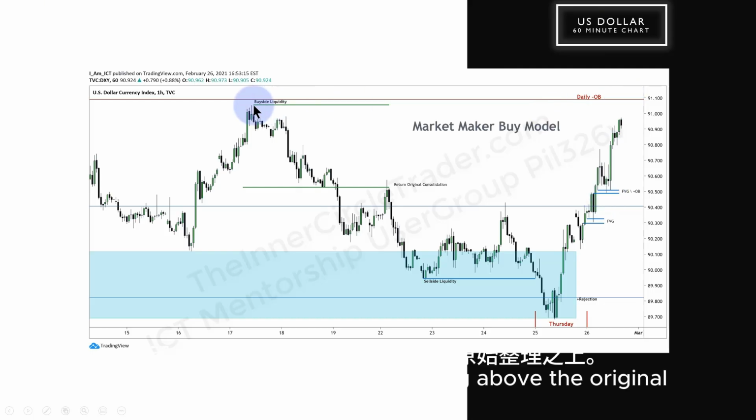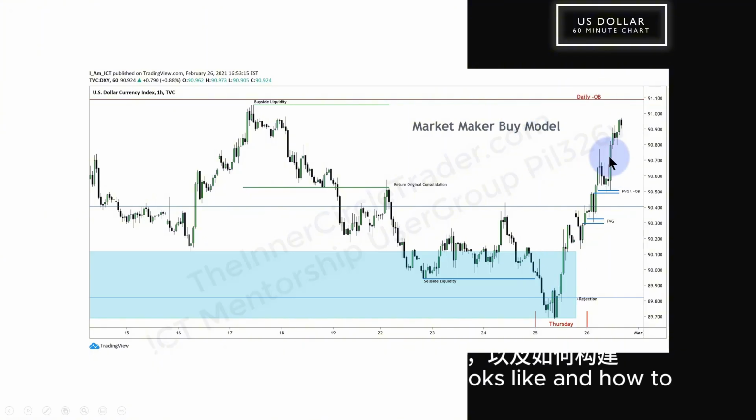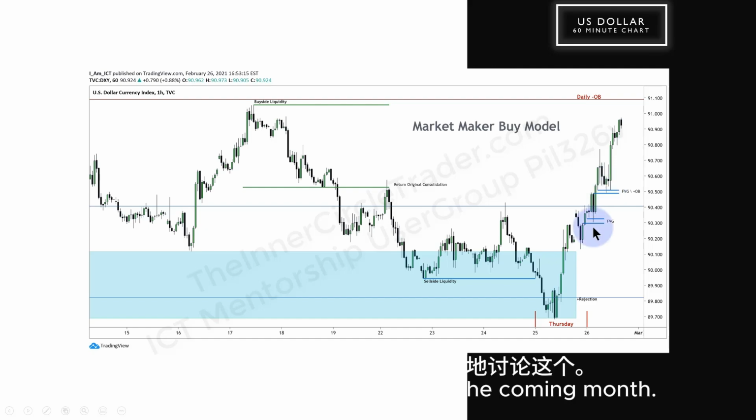So the bullish order block hits it, fills the gap, and then rallies. So we have buy side liquidity resting above the original consolidation, and then we have that old daily bearish order block. As I mentioned, we might see it trade up into. So this is what a market maker buy model looks like and how to frame up these turning points and what you would look for in setups. We'll talk a lot more about that in the coming month.